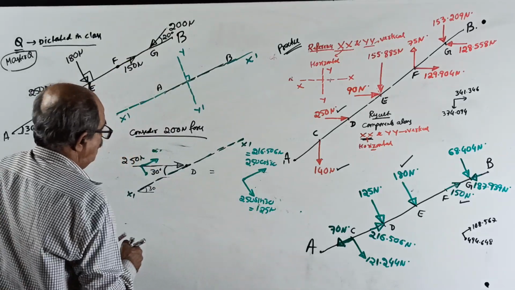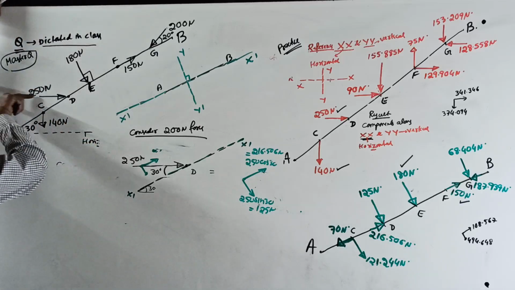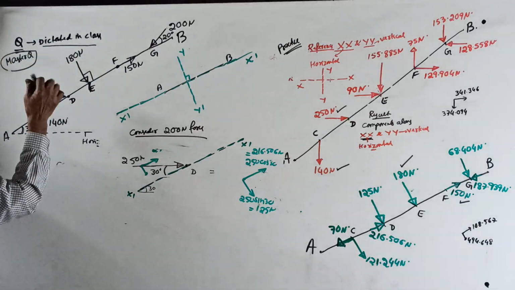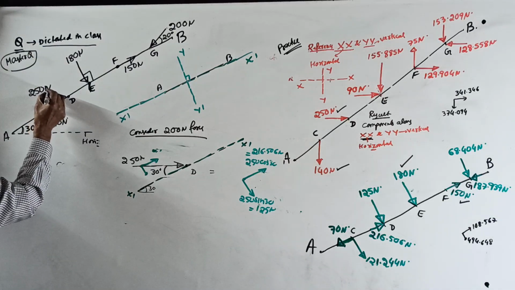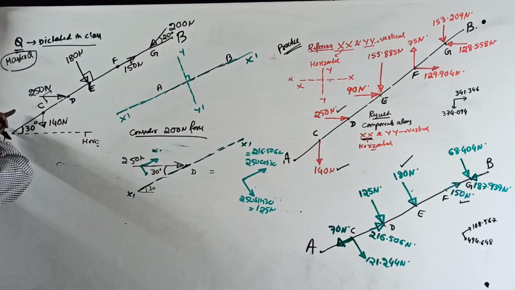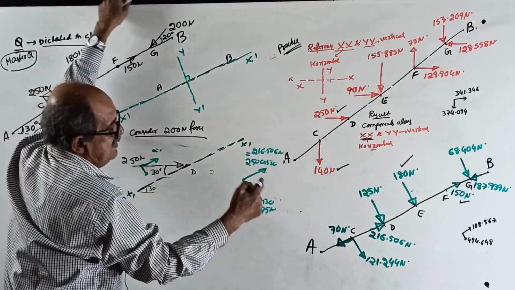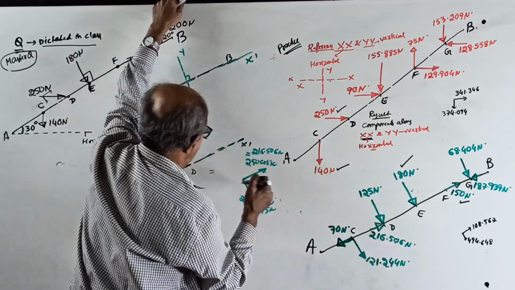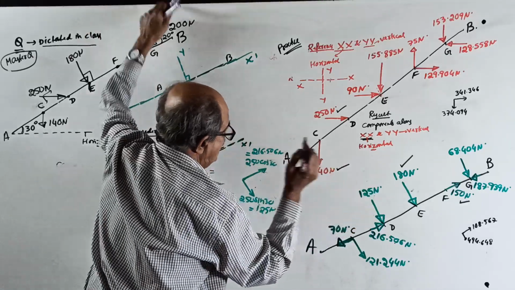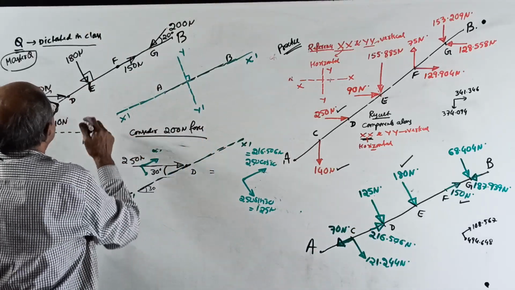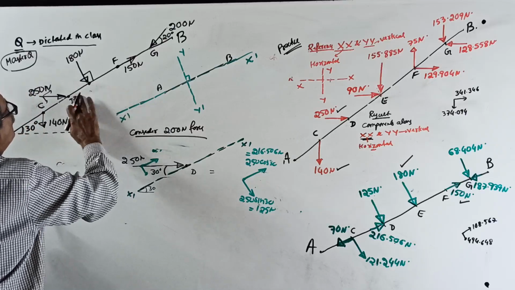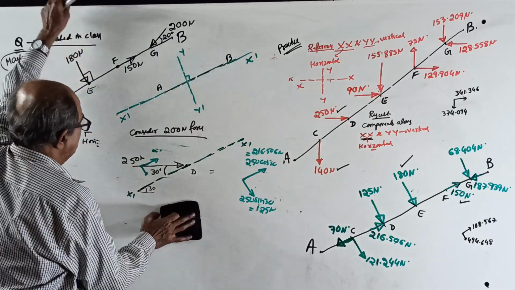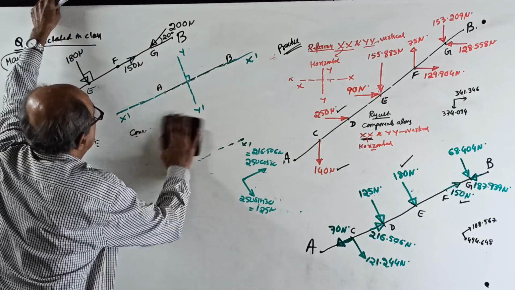Therefore this force has a component, one this way, one this way. So along the x dash the component is 216.506 Newton, and the perpendicular to that one is 125 Newton. This force is over, the force at E. Okay, now come to the next force.